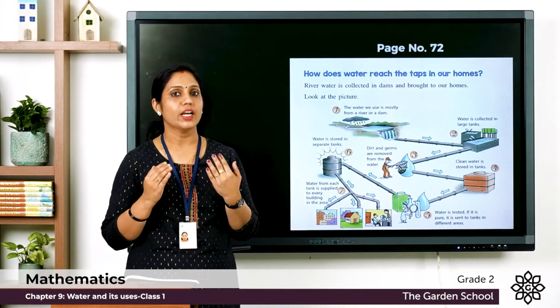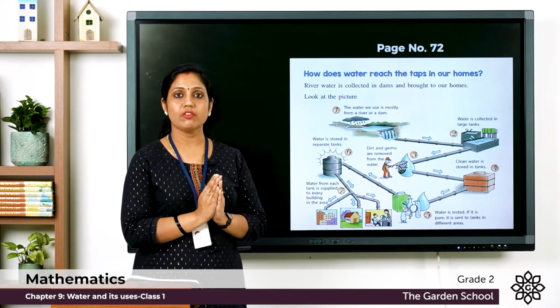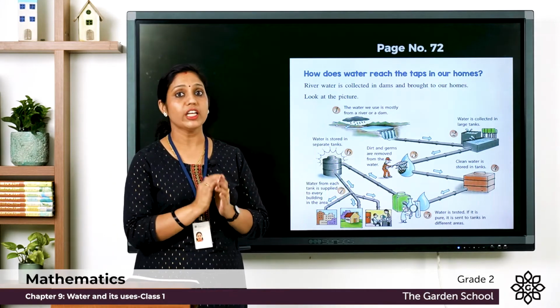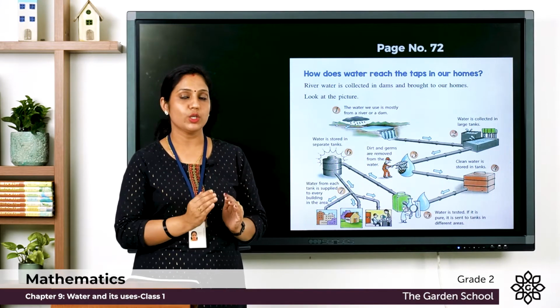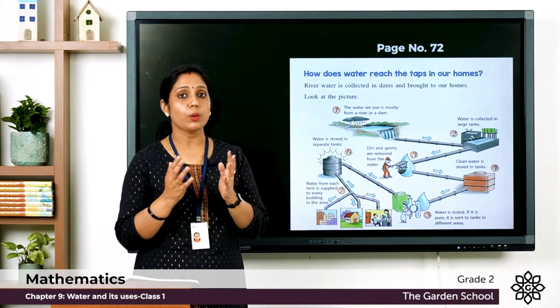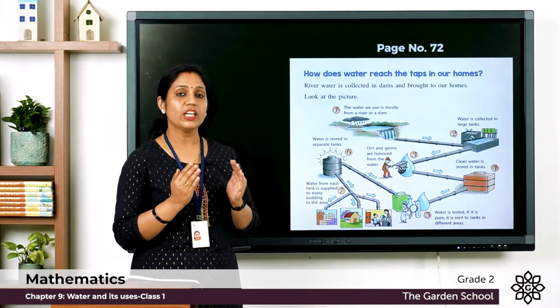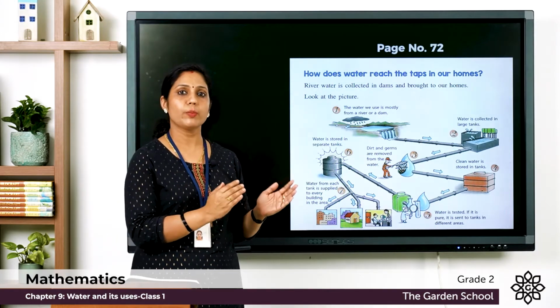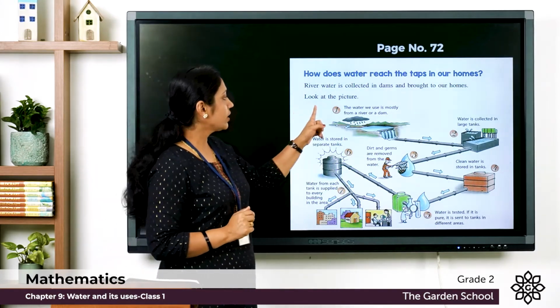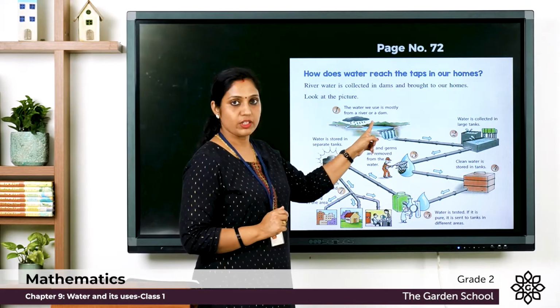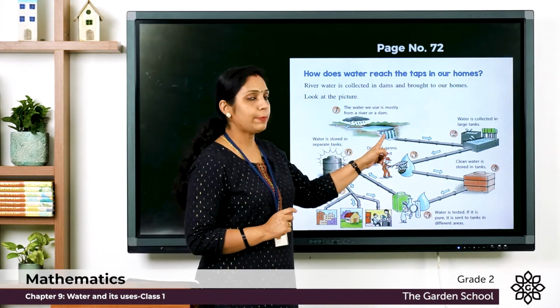And what is a dam? A dam is a wall built across a river to stop the flowing of the river into the sea. So this water we can use for cooking, growing crops, etc. So the water that we use, we get mostly from rivers or dams. Now see, from the rivers or the dams, a pipe is connected.